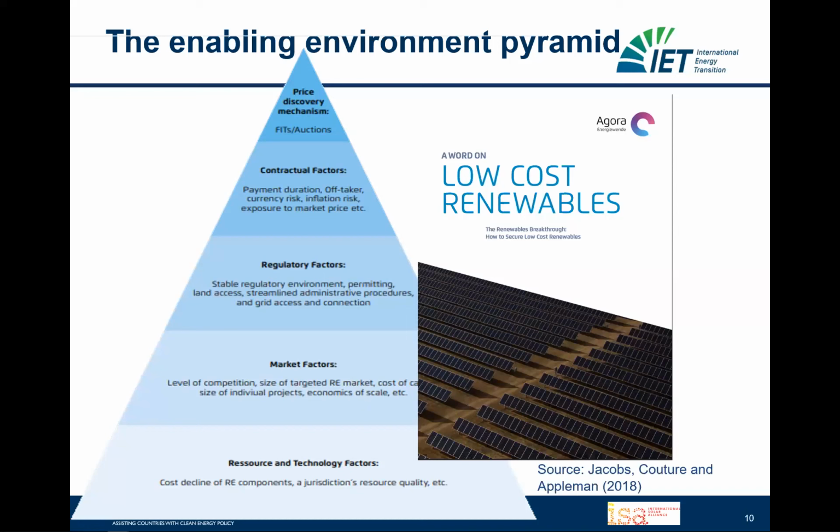So let's look at some of them again. Important. Well, first of all, at the bottom of the pyramid, we see the resource and technology factors. Policymakers have very little influence on these factors, of course, because you cannot really influence how much solar radiation you have in your country. And policymakers also have very little influence on the cost decline of solar PV. That was different when we were still talking about a very young solar PV market.